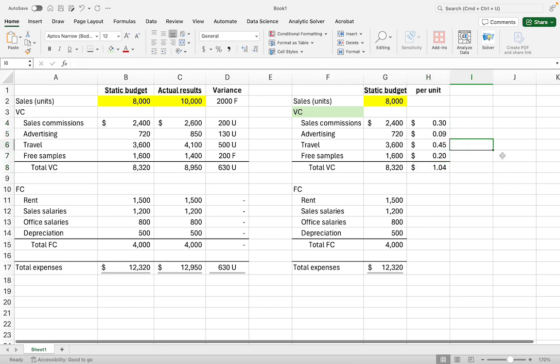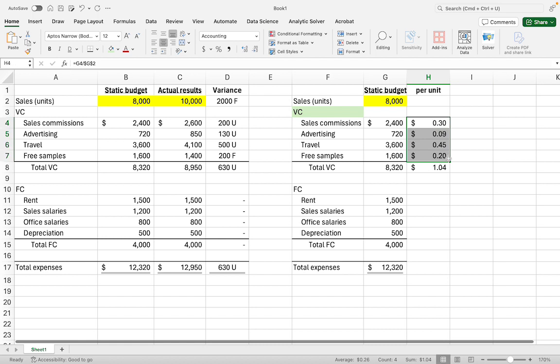So the advertising here is $720 on 8,000 units. If I take 720 divided by 8,000, I'll get 9 cents per unit of advertising. The more I advertise, the more I sell. That's the general idea. Travel, $3,600 on 8,000 units. I divide those, I get 45 cents a unit. And then free samples, $1,600 on 8,000 units gives me 20 cents a unit.